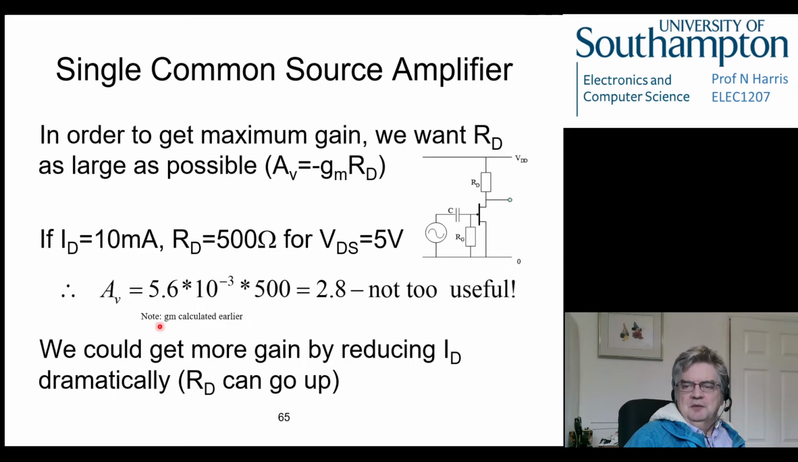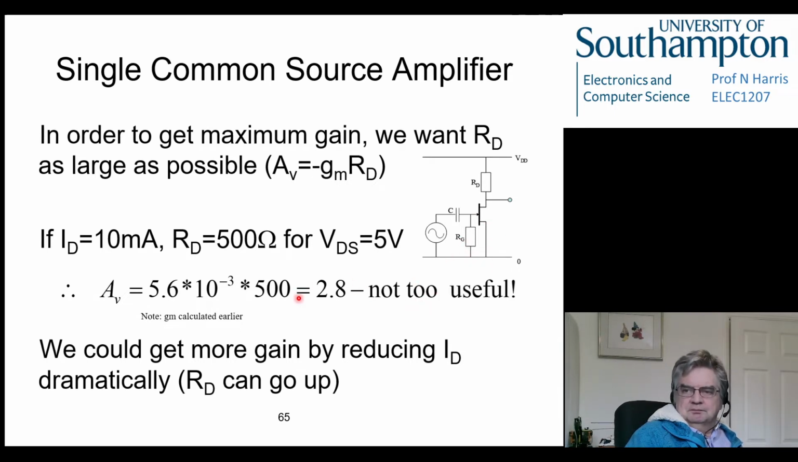Okay, and so from the equation for GM that we got earlier in the course, i.e. last week, we can put in various values, and we got the value of GM we calculated earlier for these conditions of 10 milliamps. We've got 5.6 times 10 to minus 3, that's our value of GM. And then we've got 500, which is the value of RD, and that gives us 2.8. Okay, a gain of 2.8 is not great. And so this is ostensibly the maximum, because this is the maximum value of GM that we can get, when we have 10 milliamps flowing through here.